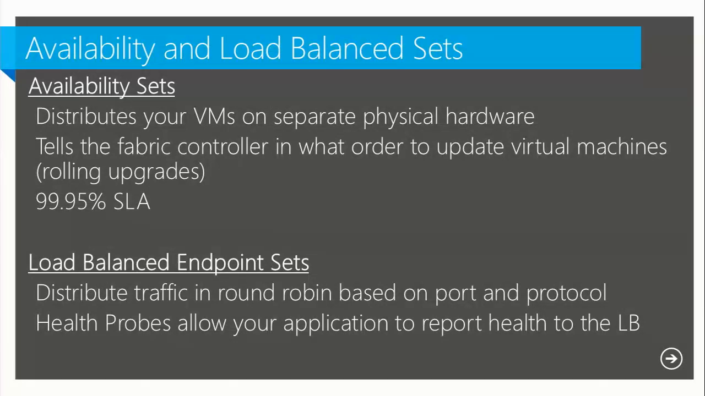The second thing it does, in addition to highly available hardware, is tell the Windows Azure Fabric controller not to update them at the same time. Because we do occasionally go back and have to update our Fabric controllers, which means we have to reboot your machines every now and then. And whenever we reboot your machines, if they're in an availability set, we don't do them at the same time. So you'd never see downtime from that update. The second feature I want to talk about is load balanced endpoint sets.